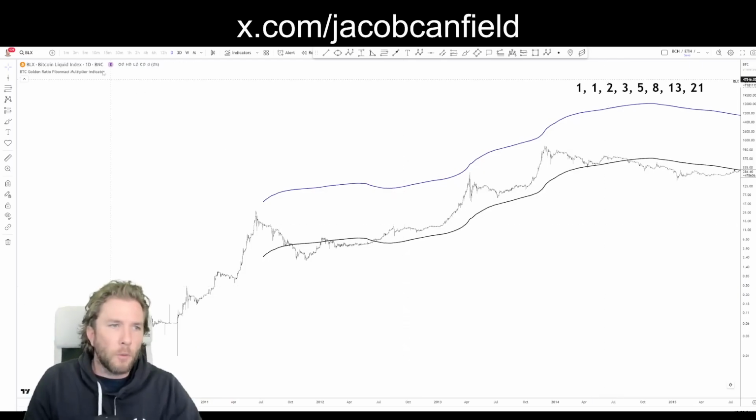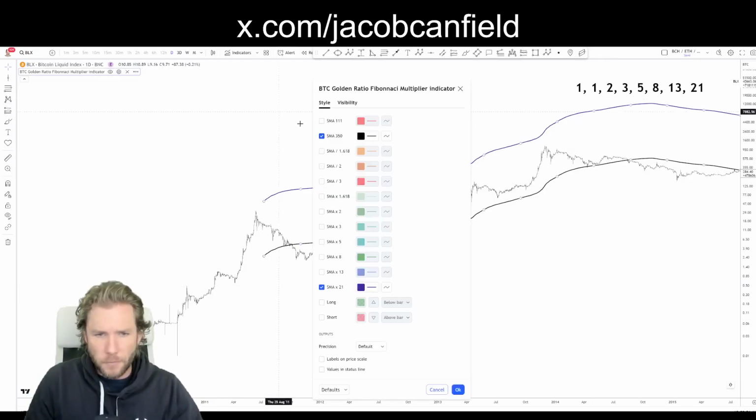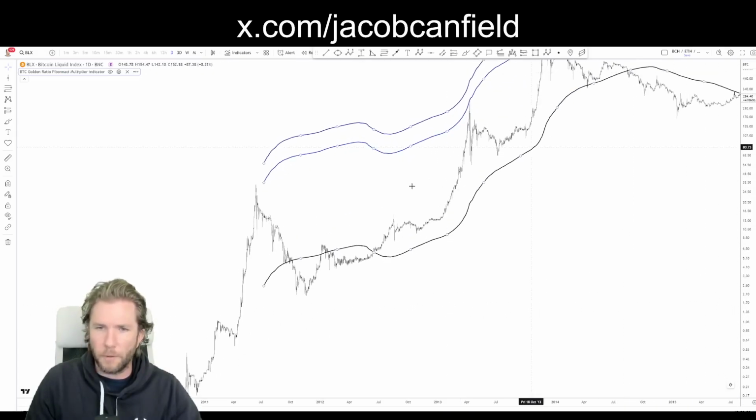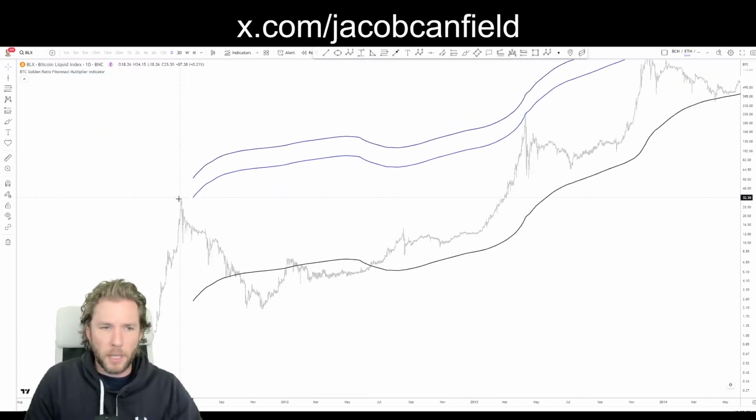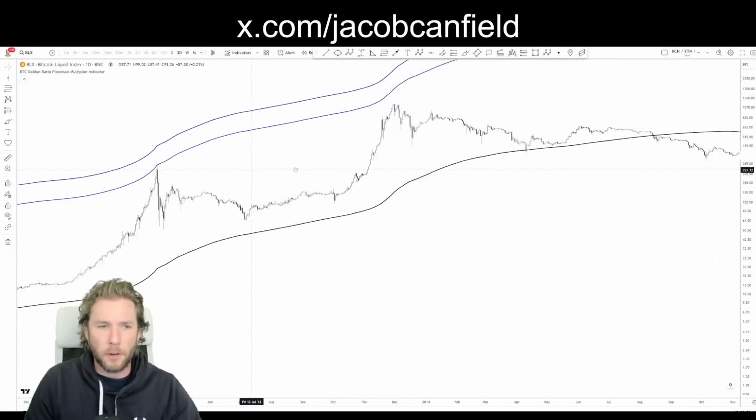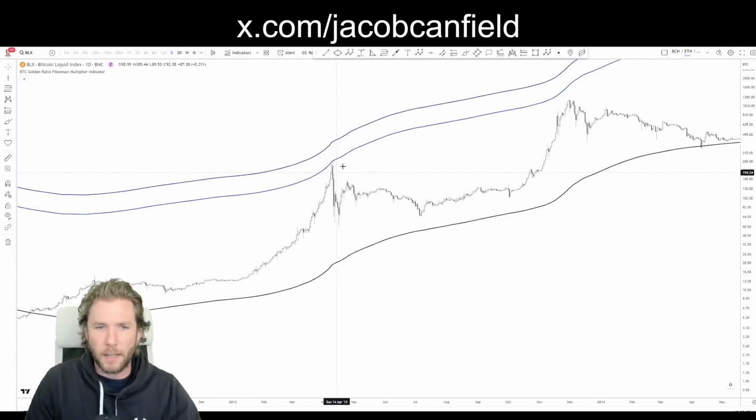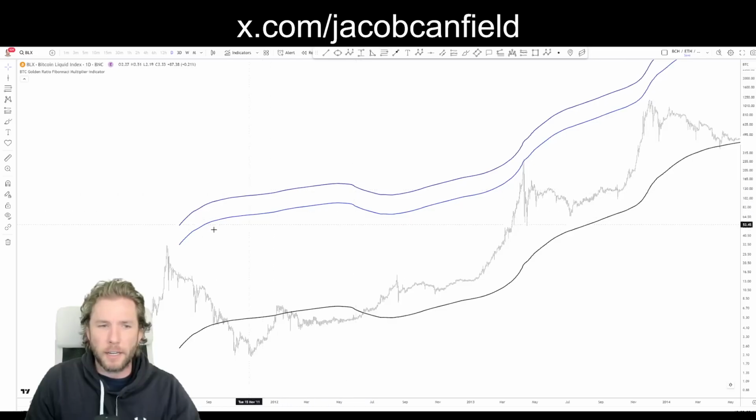Okay, so let's go back onto our indicator. And now let's turn on 13. And this is where things are going to get a little interesting for you. So this one hit the peak here. Now the 13 period gave us a precise top here. Okay, so now you're kind of seeing a pattern.